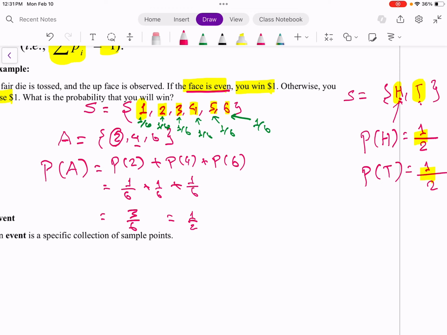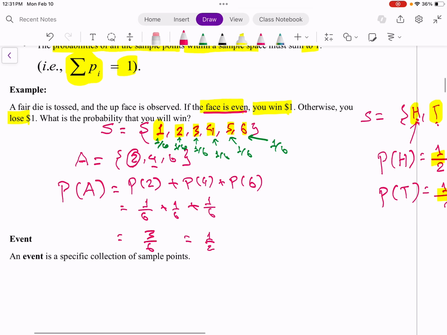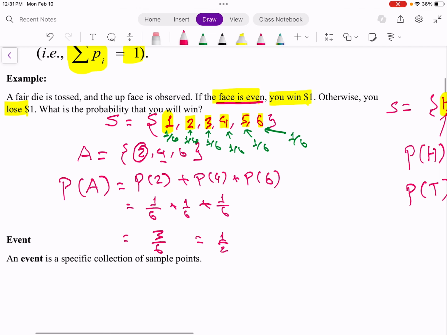Now, do you risk yourself in this case? Do you play this game? You have a 50% chance to win $1 when you throw a dice. So it's 50%, right? Now, does anyone have any questions here?